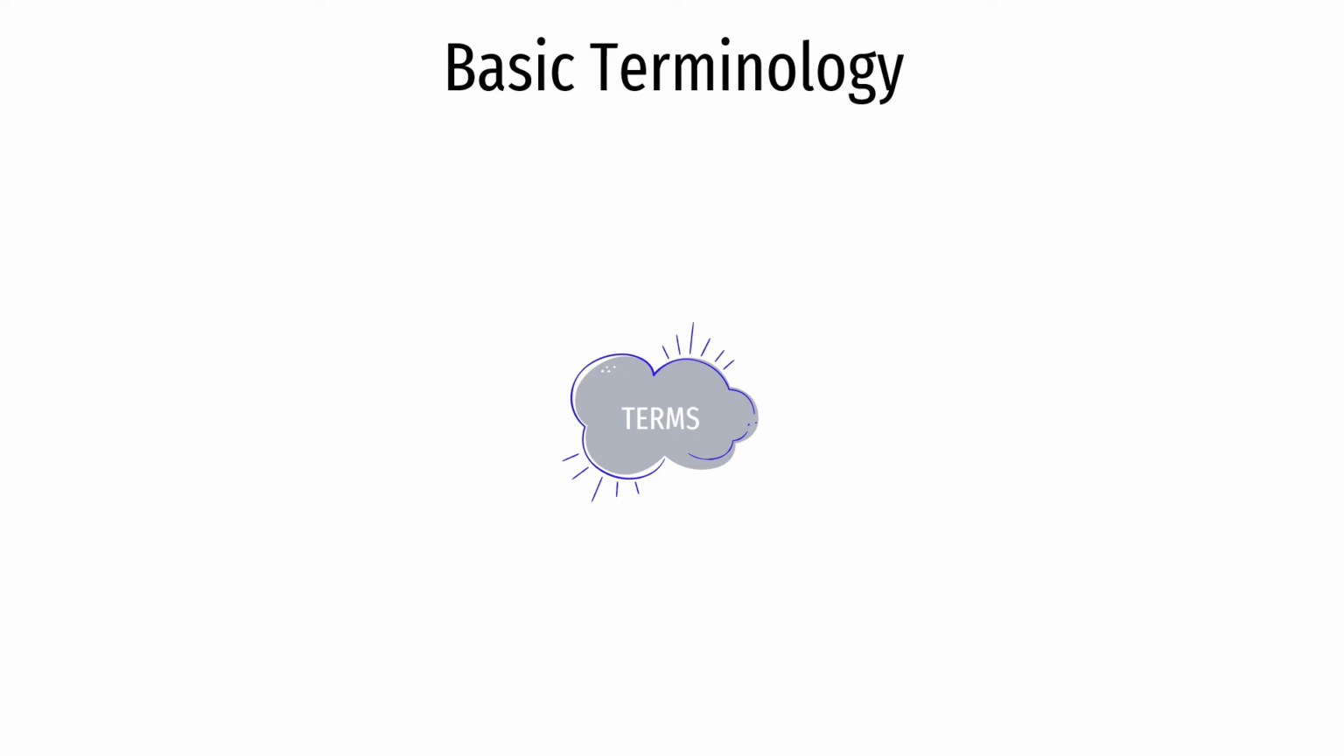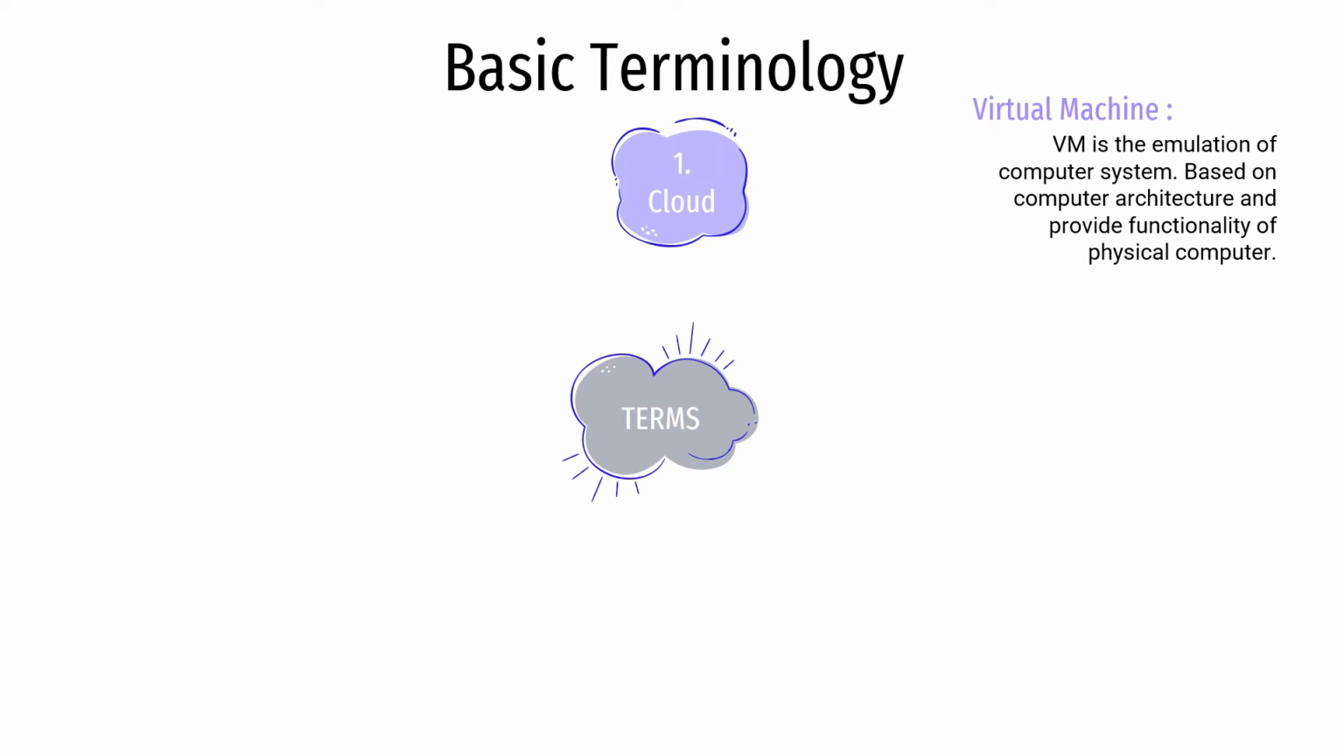Okay, let's move on to the basic terms. These are some of the most frequently used terms when we talk about cloud computing. Number one is VM. VM stands for virtual machine. A virtual machine is an emulation of the computer system based on the computer architecture, and it provides the functionality of a physical computer. In simple words, it means that it is a digital version of your physical computer.